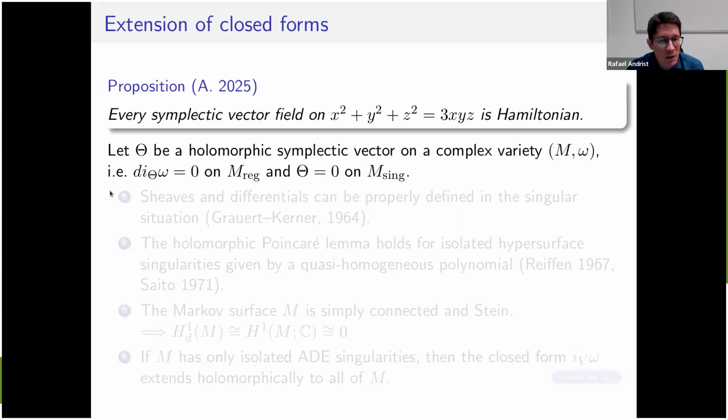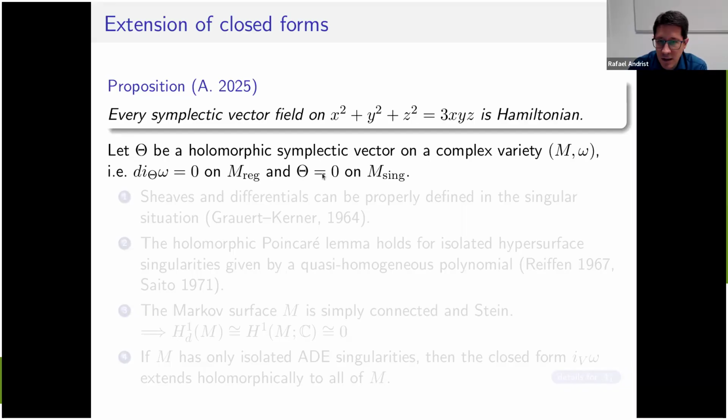And, well, we plug it into this form, take the inner product, and then take the exterior derivative, and we ask that this is 0. But of course, this whole computation only makes sense on the regular part of the surface.